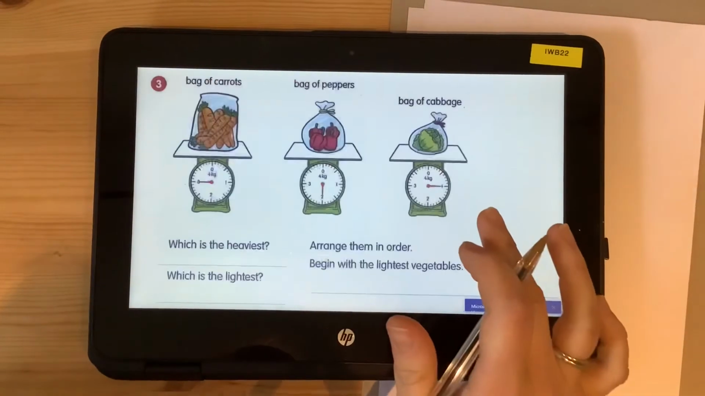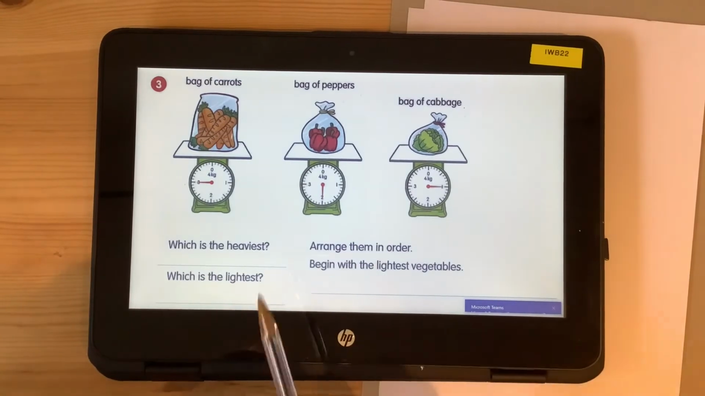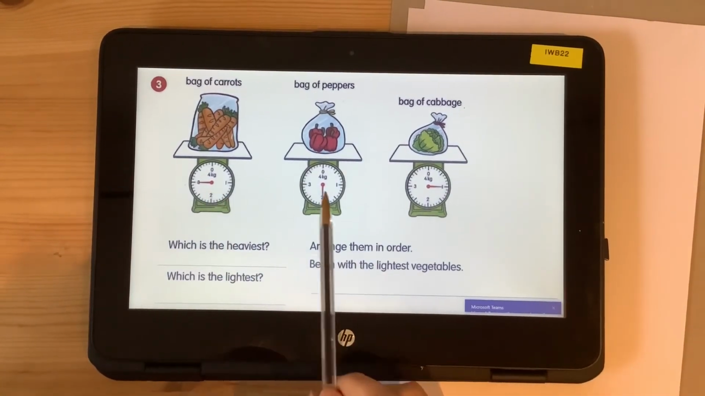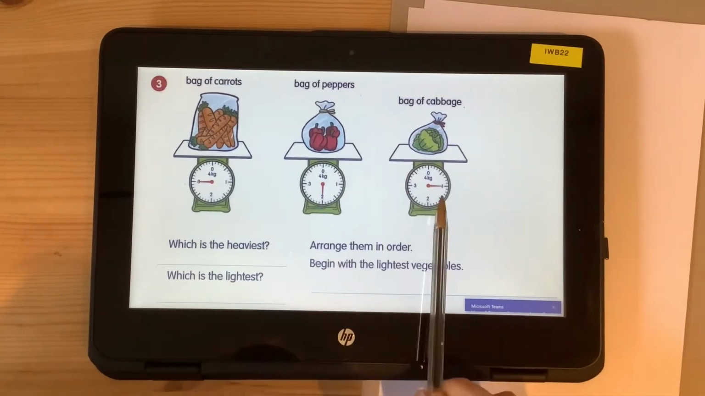Oh, sorry. So question 3, we've got a bag of carrots, a bag of peppers, and a bag of cabbage. It asks us which is the heaviest, which is the lightest, and to arrange them in order, beginning with the lightest vegetable. So our scale is the same on each of the objects, and that helps because the needle can help us do the comparison.